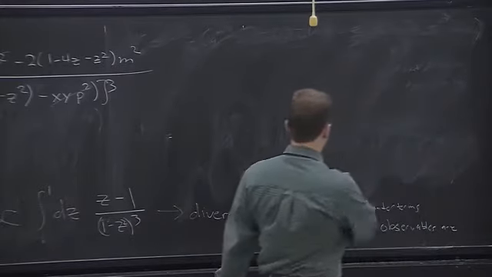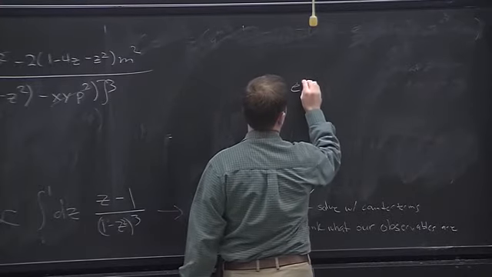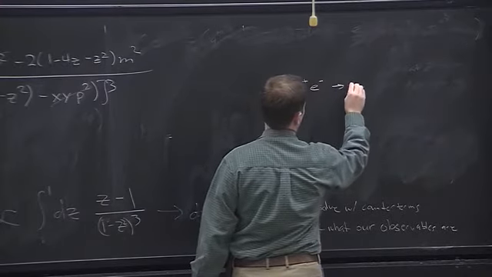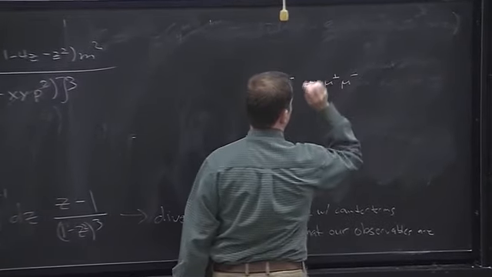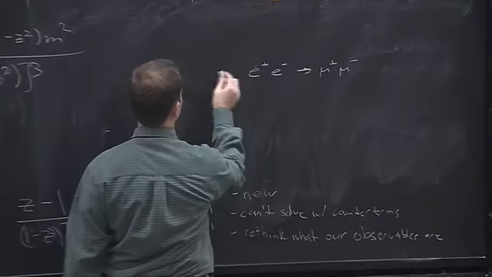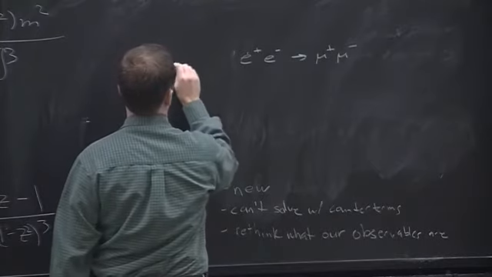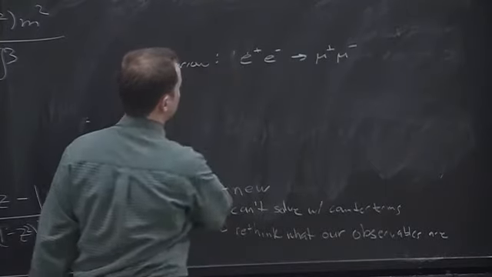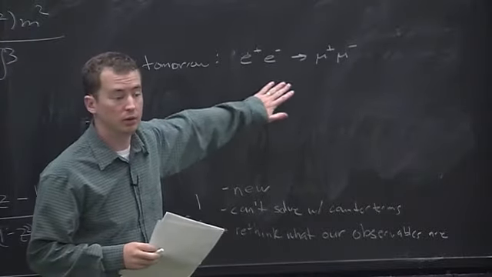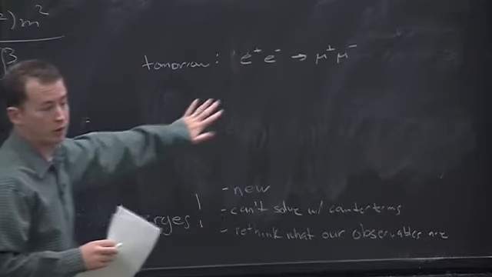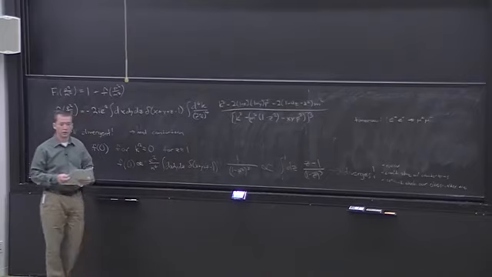And we'll do that in the case of electron positron to muon anti-muon scattering. So we'll look at this tomorrow. So in QFT1, you calculated this at tree level. And tomorrow, we'll look at what happens at one loop, where these IR divergences will be extremely important.